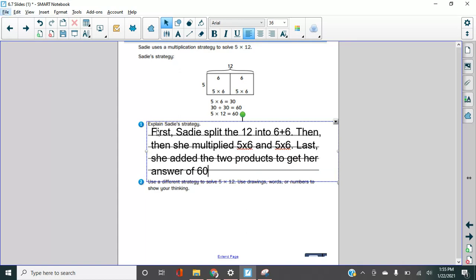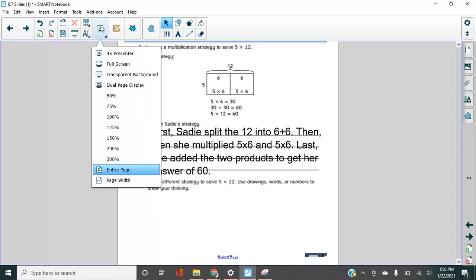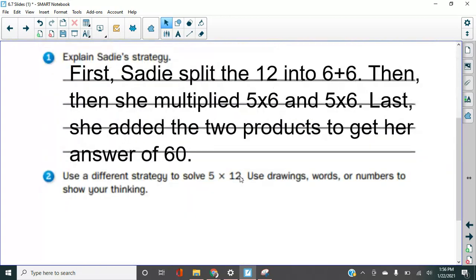Whenever you're explaining something, you definitely want to tell what the answer is, right? We can't leave that out. Okay, so go ahead, take a moment if you need to finish writing that down. Here we go. Number 2. This is what I was waiting for. Use a different strategy to solve 5 times 12.